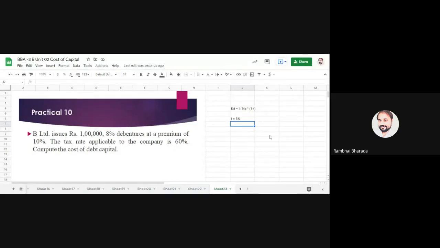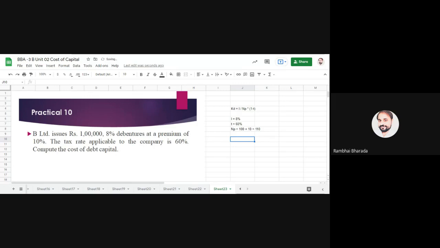So here tax rate T is equal to 60%. And we need to find NP. So NP is equal to face value. See here, face value is not given to you clearly. But as I told you, in case of any security, generally we have a face value of 100, whether it is preference shares, debenture, or equity shares. 100 plus premium of 10%, no issue expenses are there, so it is equal to 110.